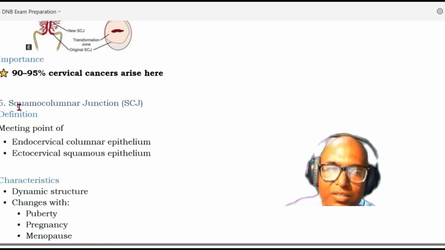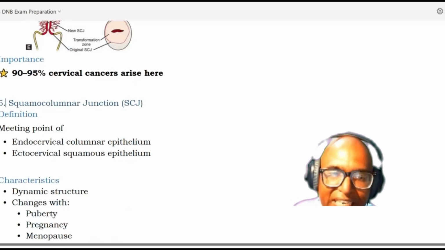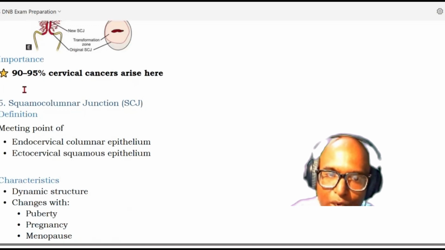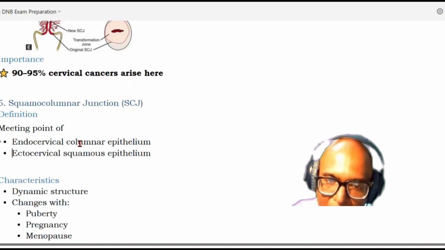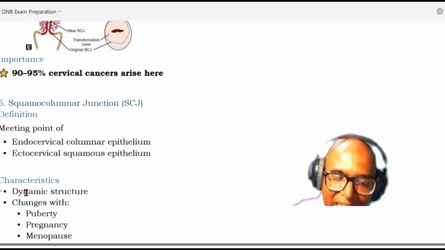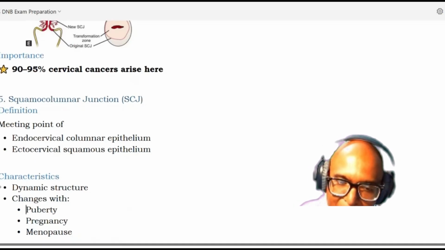Okay, so this squamocolumnar junction, or this transformation zone, I mean to say, is the meeting of the endocervical columnar epithelium and the ectocervical squamous epithelium. That is the junction, that is the squamocolumnar junction. The characteristic of this is that it is a dynamic structure. It changes with puberty, pregnancy, and the menopause.